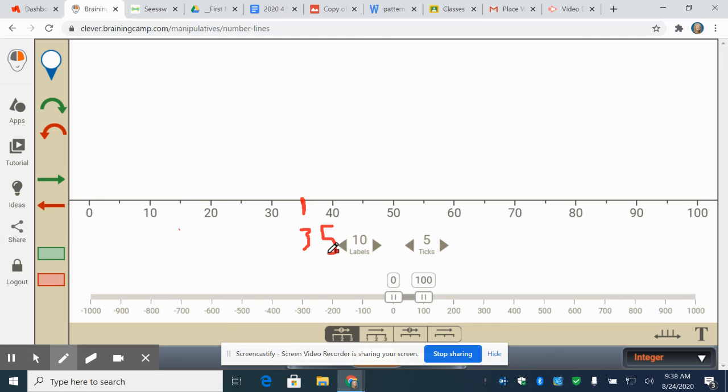Okay, so what I want you to do is get on Braining Camp, and play around with just the parts that I've showed you today. I want you to play around with changing your ticks from 5 to 10 to 2s to 1s. Think about how the number's counting, and just pick a number somewhere and ask, what is this number right here? And see if you can figure it out.